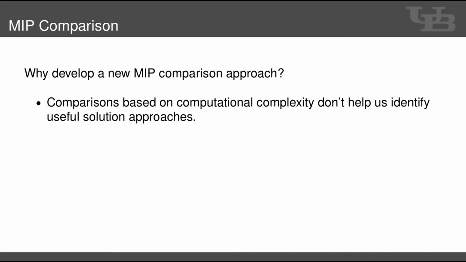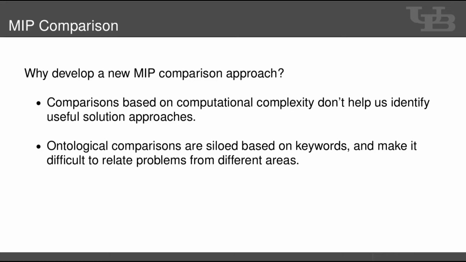Well, comparisons based on computational complexity are too broad to guarantee that two problems in the same class will benefit from the same modeling techniques or solution approaches. Meanwhile, comparisons based on a model ontology are siloed based on a specific research area. In other words, they don't allow for connections to be made between problems with different applications, even if those problems are mathematically similar. All of this left me asking myself, is there another way to identify similarity among MIPs?